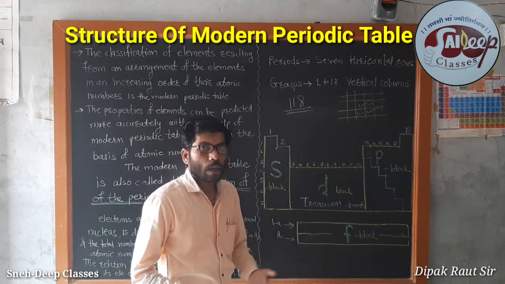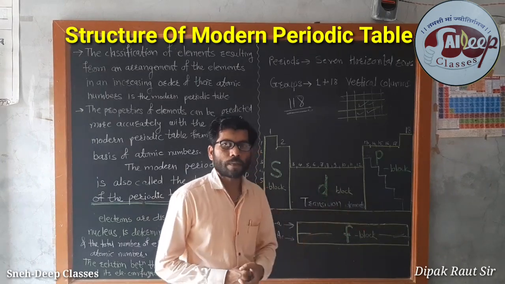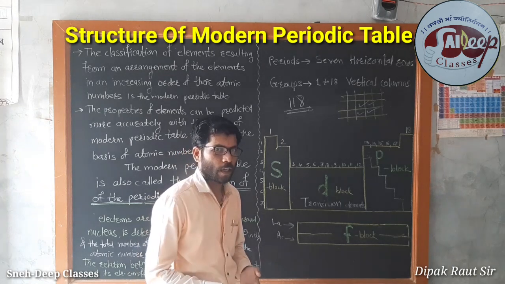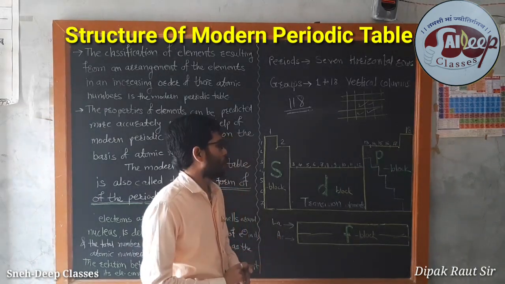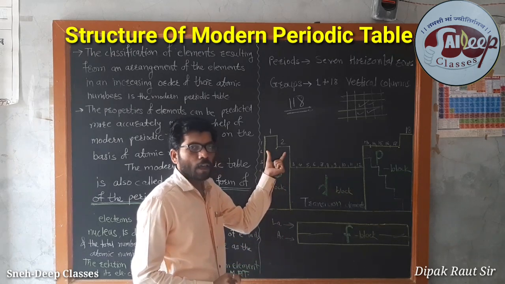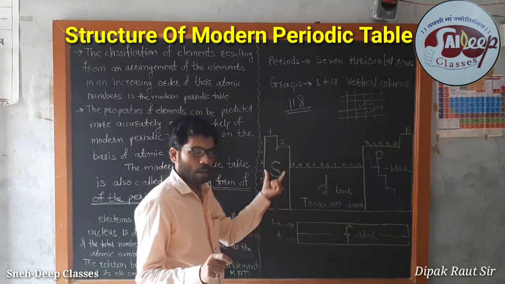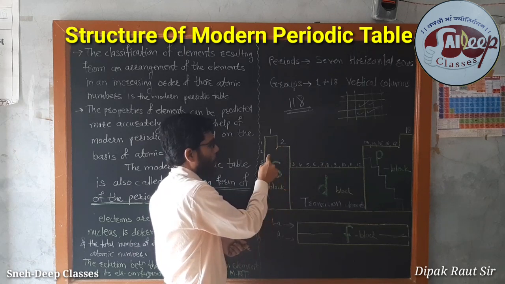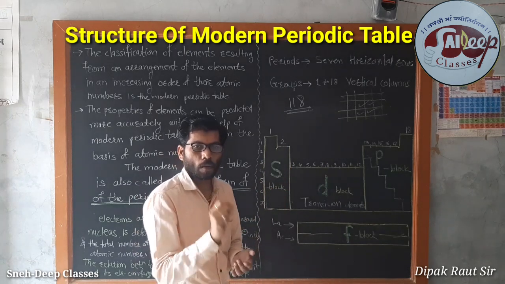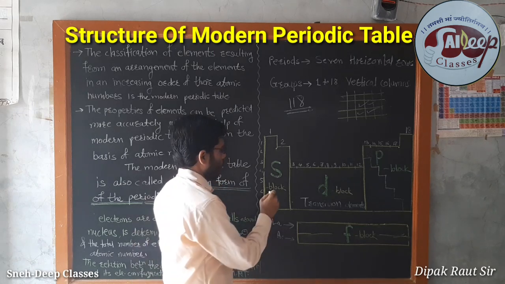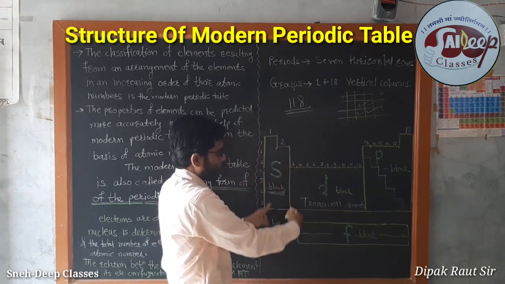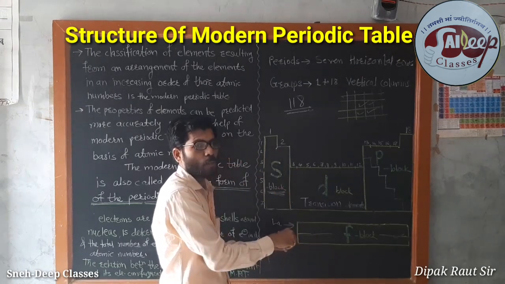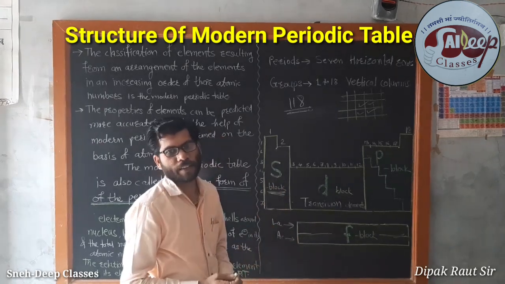So how is this S, P, D, F block classified? Because we see the structure. Please give attention, listen carefully. First 2 groups in the modern periodic table. See on the blackboard. These are the first 2 groups. This first group and this second group. First and second group elements are called S block elements. The elements which are in the first and second group are called S block elements.